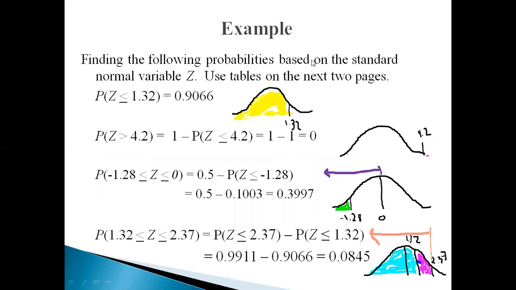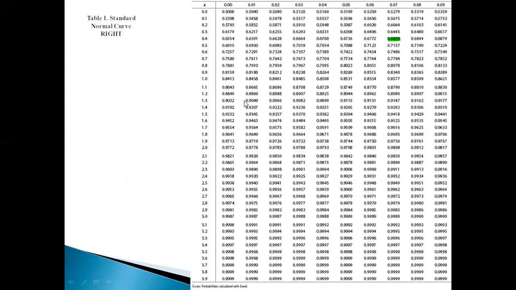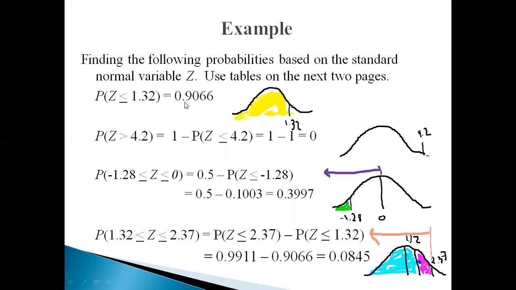Finding the following probabilities based on the standard normal variable, we're going to use the tables on the next 2 pages. We'll start off using them, but after a while you just have to accept it, otherwise it's going to take forever to get through all these. So we want to find the probability z less than or equal to 1.32. I draw my graph. 1.32 is going to be somewhere over the right, and we want to find this yellow area. So for 1.32, we go over here, and that's going to be 0.9066. And that's our probability.